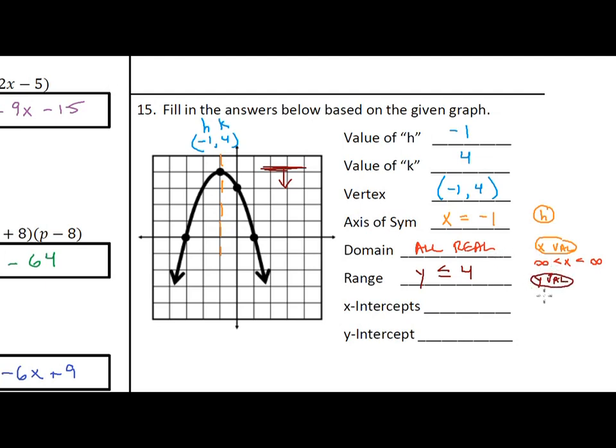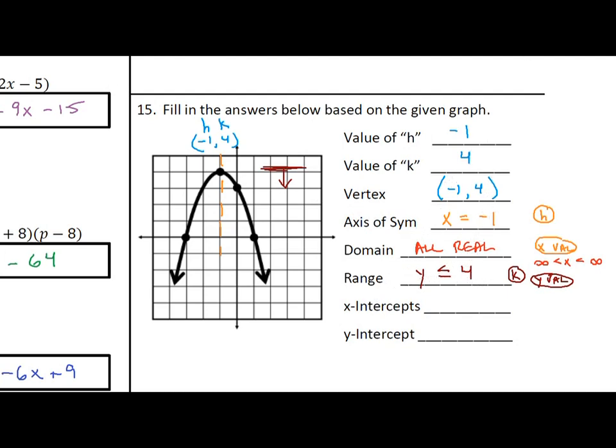Okay, in this case, this number right here is always going to be the y value of the vertex, or in this case, k. So you're going to use k to find this. So y is less than or equal to this number right here. Now if the parabola was facing up, it would be y is greater than or equal to 4.